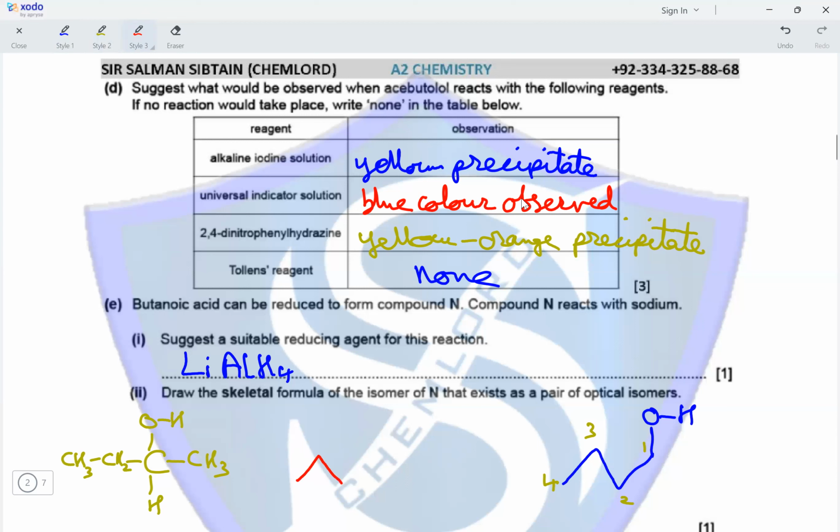So 1, 2, 3, 4, and on the second carbon atom, we attach the OH group. And the numbering for this would be 1, 2, 3, and 4. And this skeletal formula is of butan-2-ol, which would exist as a pair of optical isomers.